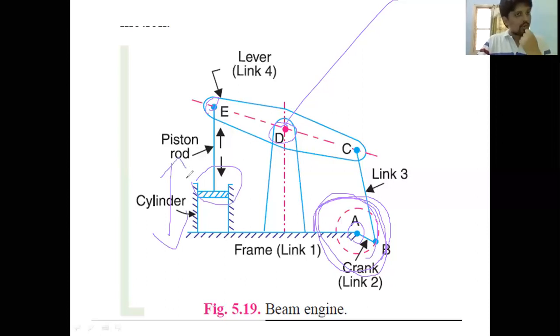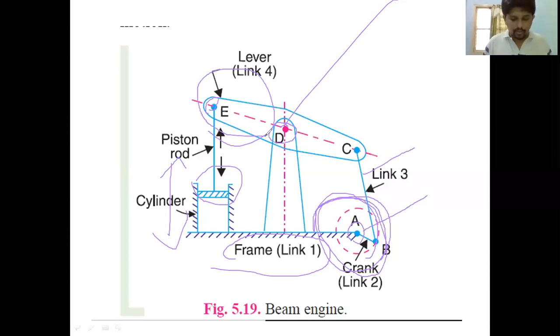So the total number of links we have here is four. One, obviously, is the frame, which is fixed, and the second one is the crank, and the third one is the link which is connecting the fourth and the second. The fourth one, link four, is the lever part.